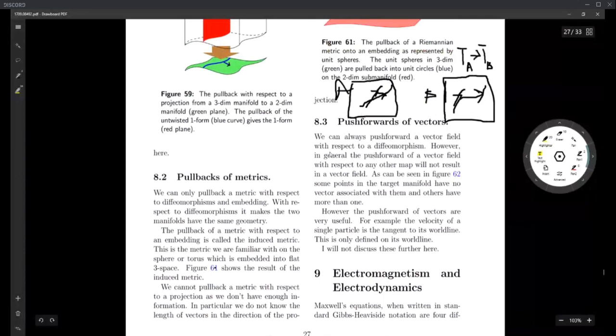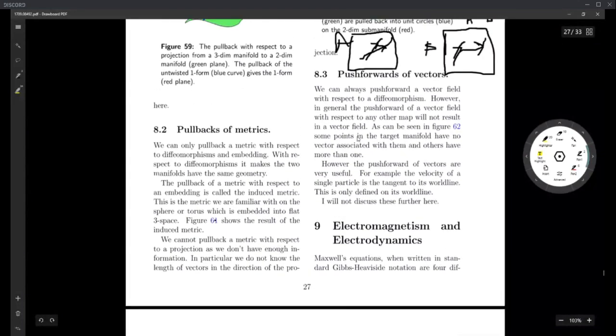So you could say that sometimes push forwards aren't diffeomorphisms, because a diffeomorphism in a strict sense has to be a one-to-one map. And sometimes it does not result in a vector field, precisely because some have no vectors associated with them. Some can just be tangents with no vectors, or some can have multiple points associated. So there's a little bit of vagueness surrounding this.